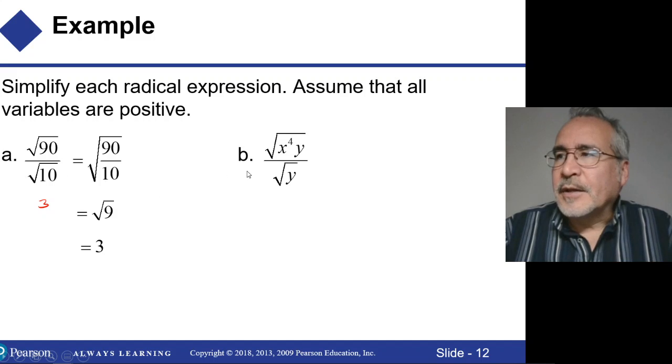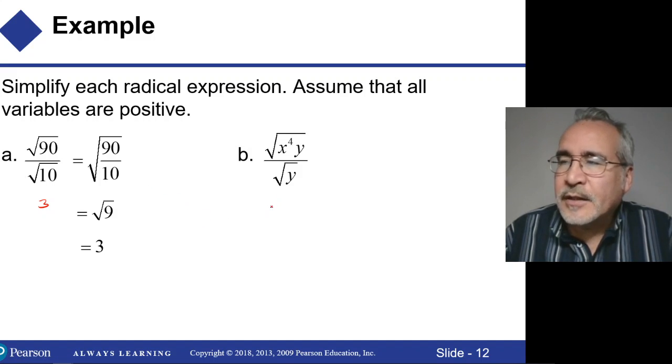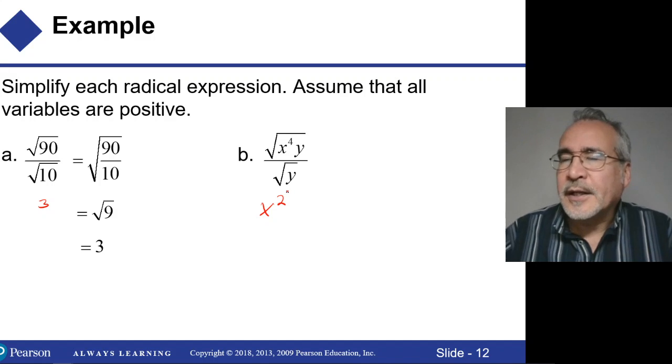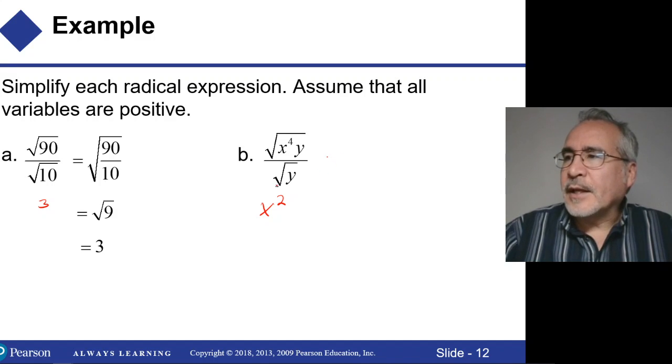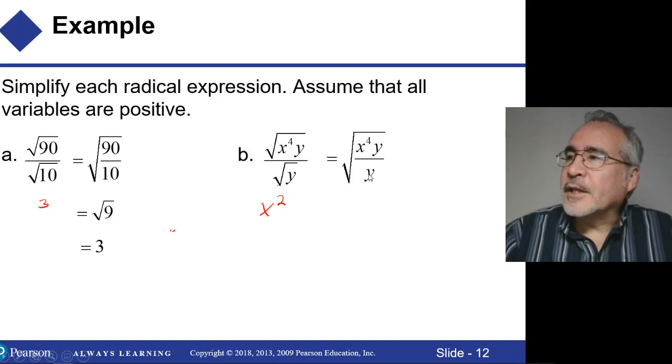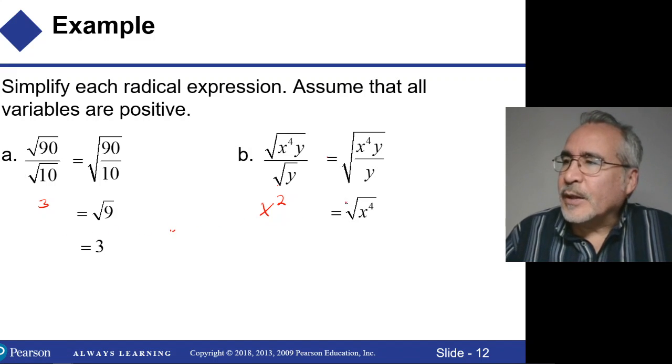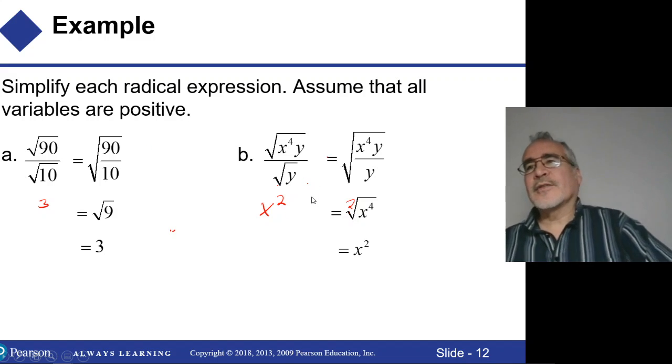Okay, so we go there. Here, those y's are just going to cancel, right? And then we've got the square root of x to the fourth, 4 divided by 2. I can jump to this and just say that's going to be x squared. And we'll do the same thing. Put it in one house. We'll cancel out the y's. So now we've just got the square root of x to the fourth. Remember, this square root has an index of 2, so 4 divided by 2 is x squared, just what we had.